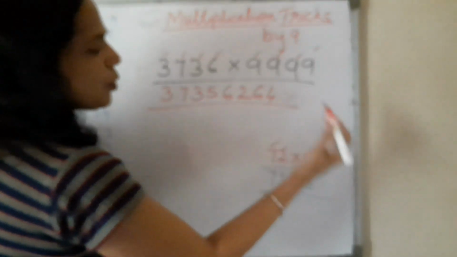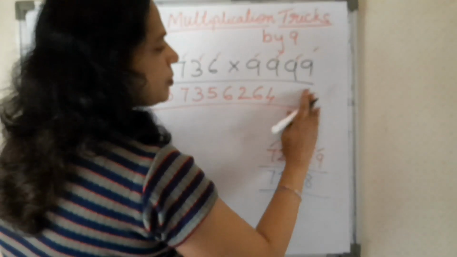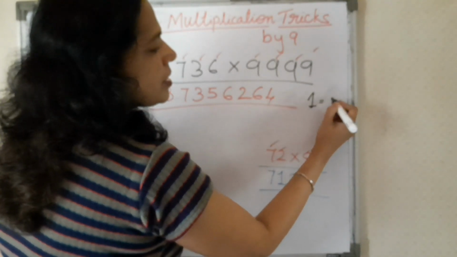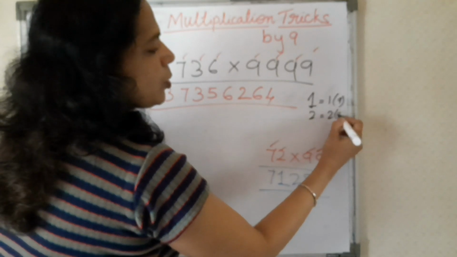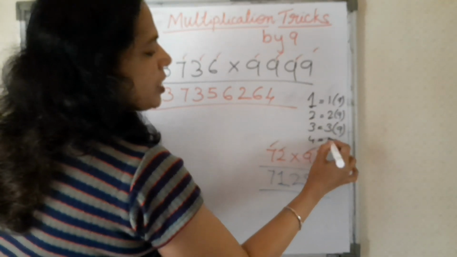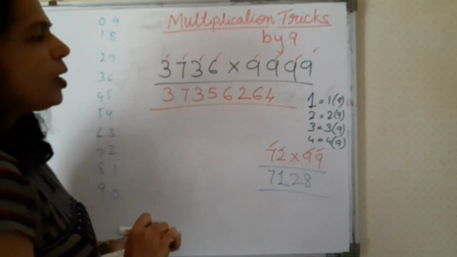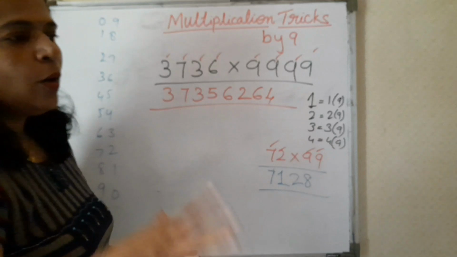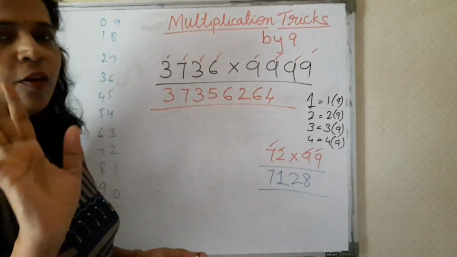Here 2 digits, 2 9s. Same way, if you are taking 1 digit, it is equal to 1 nine. 2 digits, you will see 2 9s. 3 digits, 3 9s, and 4 digits, 4 9s, and you can go on. So this trick is applicable only when the number of digits matches the number of 9s.